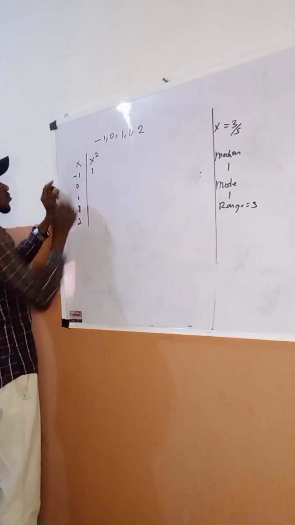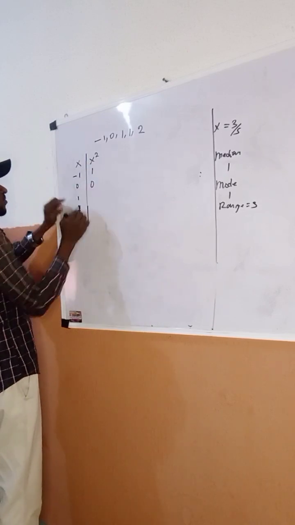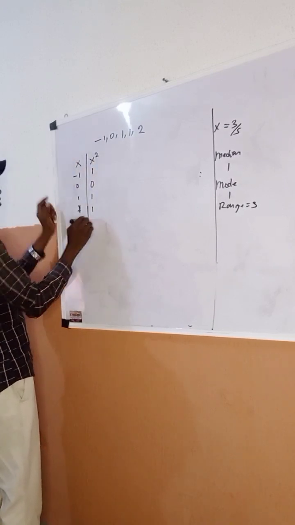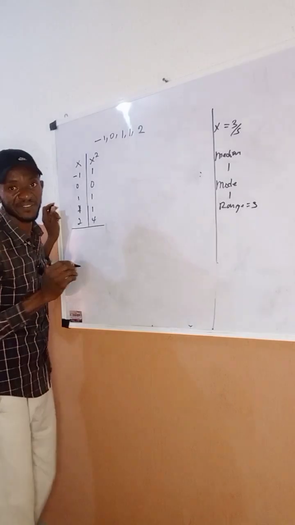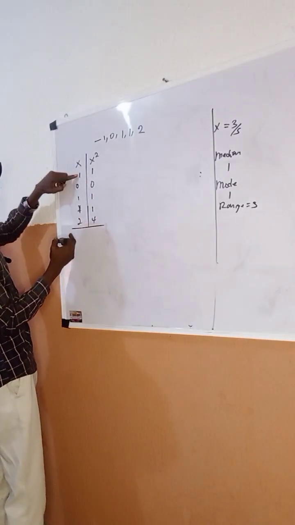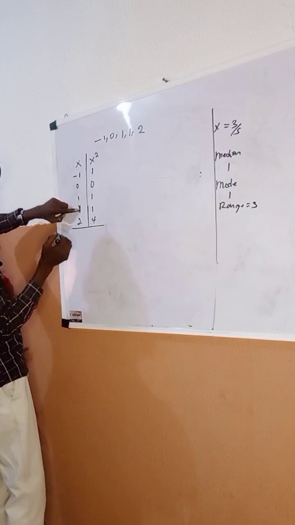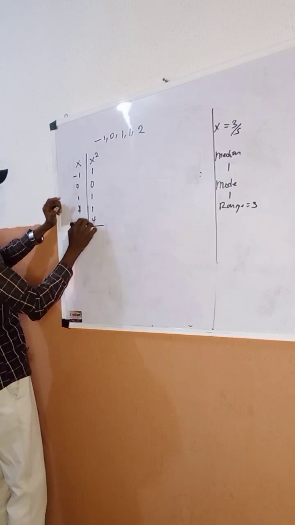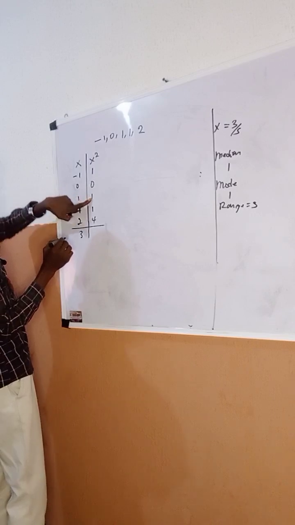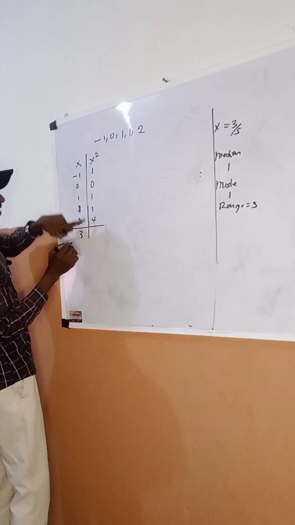Minus 1 squared is 1. 0 squared, 0. 1 squared, 1. 1 squared, 1. 2 squared, 4. I will underline. I will sum everything here. Minus 1 plus 1 is gone. 1 plus 2 is 3. So here is 3. Then I'll come. 1 plus 0, 1. Plus 1, 2. Plus 1, 3.